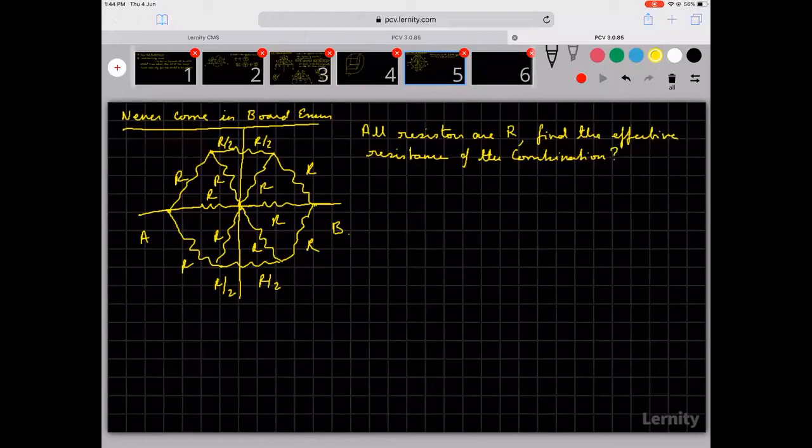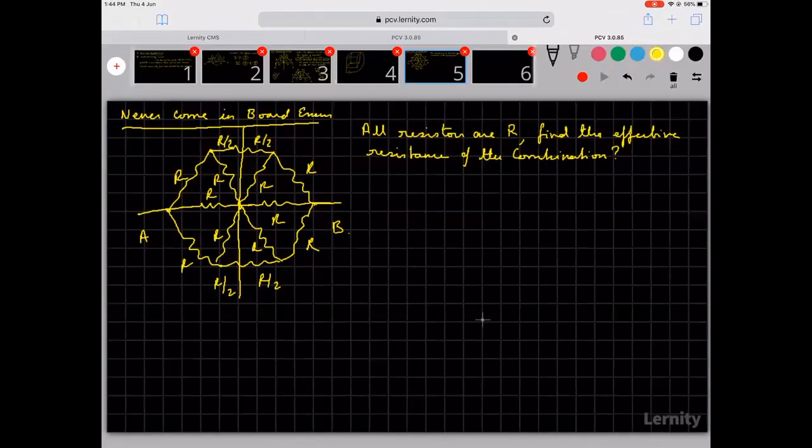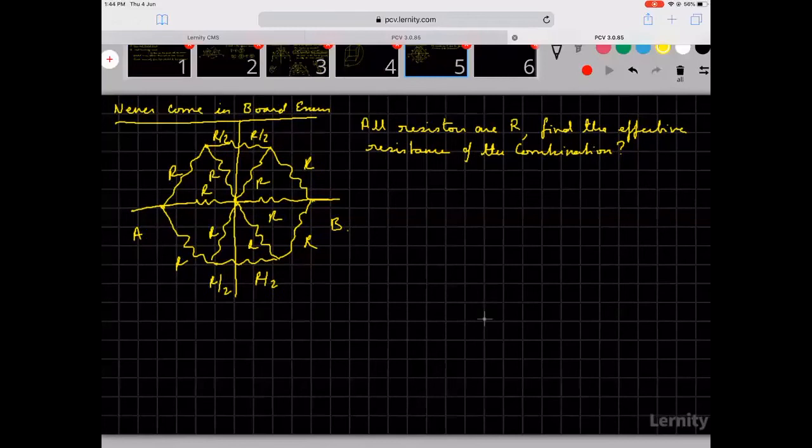Okay, so try to work out. R by 2 and R are in parallel, so it will become R by 2 into R divided by R by 2 plus R. So how much is this? This is 3R by 2, and this is R by 2, so it will become R by 3. Now R by 3 and R by 3 and R in series will make it 4R by 3. So now I can draw the effective circuit like this.